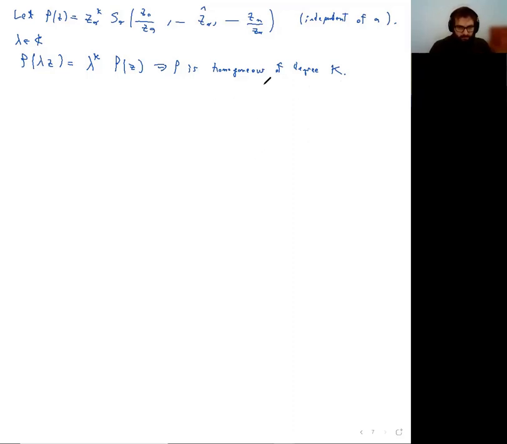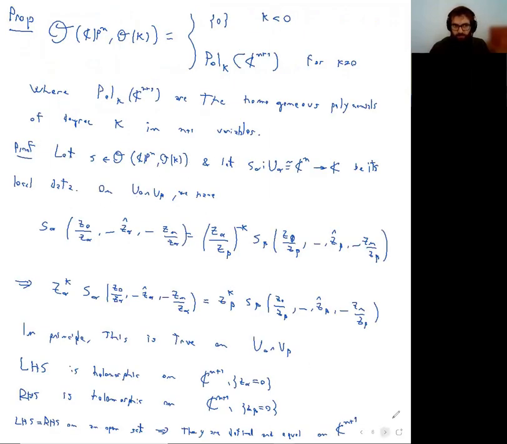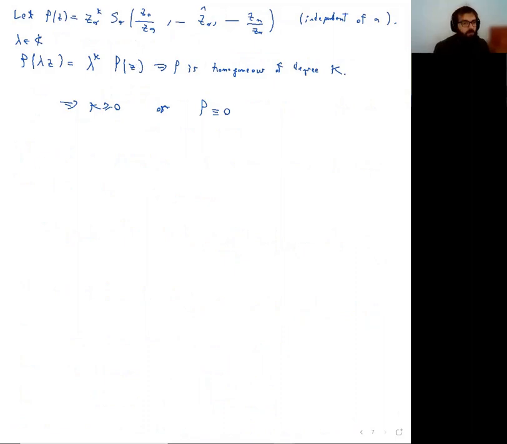And you see, so far we didn't even say that k had to be positive. We still didn't get to the fact that k has to be positive. But now we have some holomorphic function P, which is homogeneous of degree k, and so k has to be positive, unless P is just zero. So now we see that every time we have a section, this gives a uniquely determined homogeneous polynomial of degree k. What about vice versa?